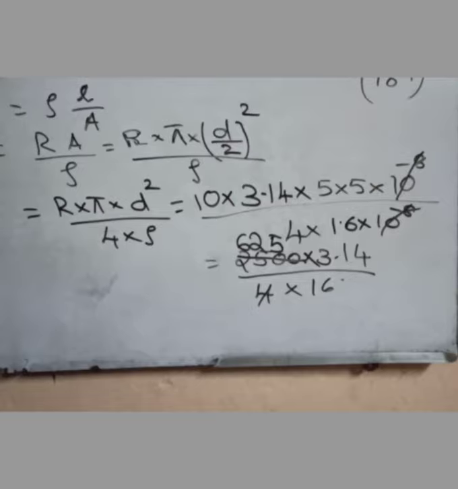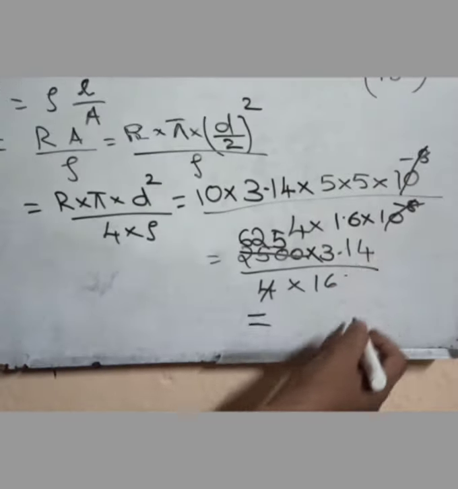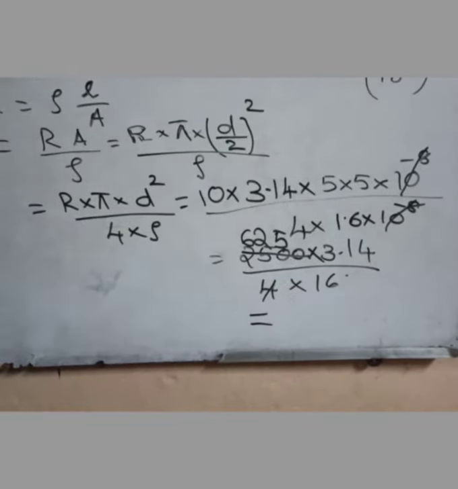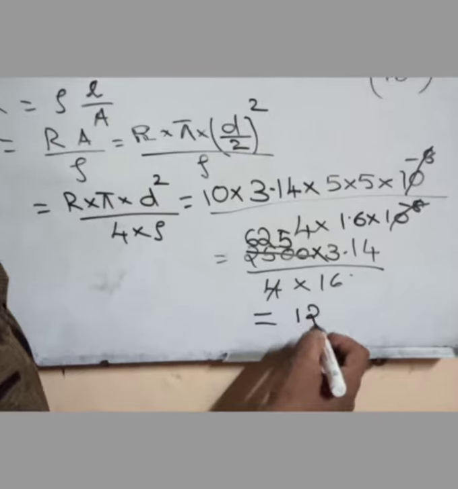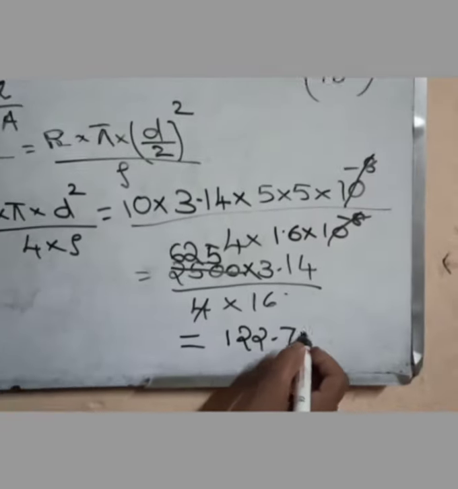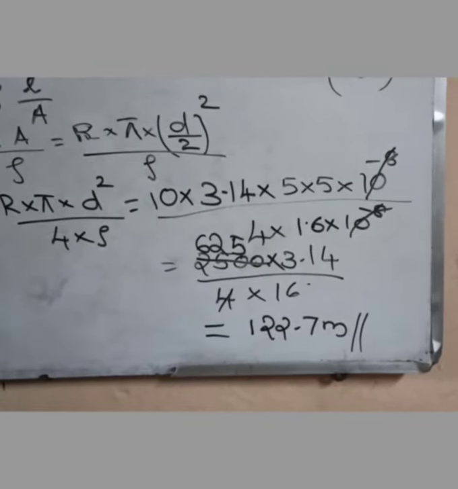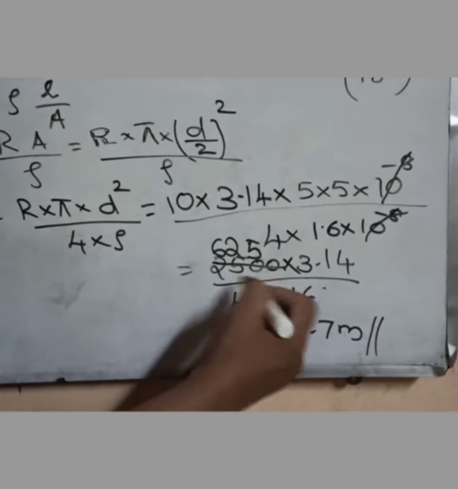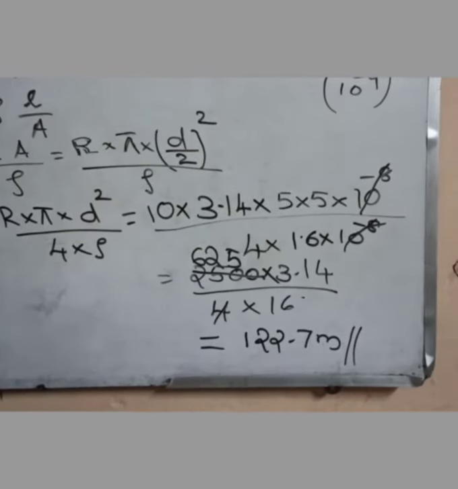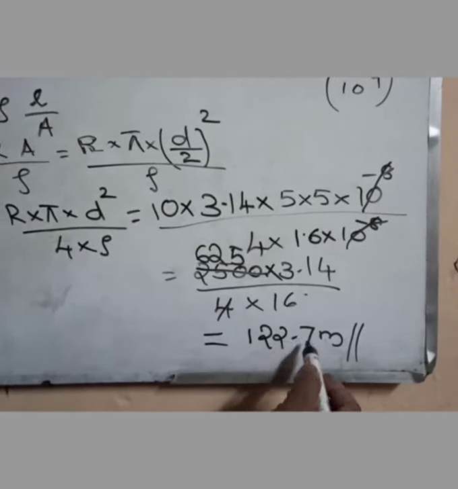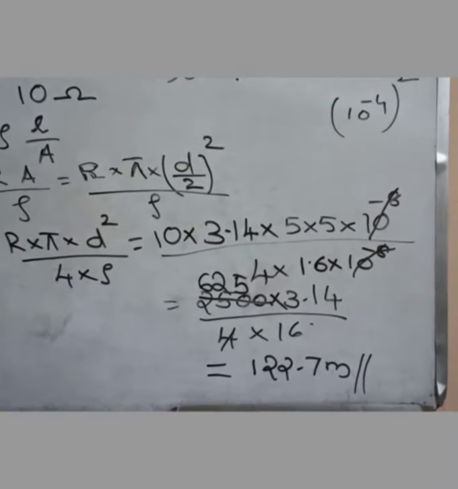If you are cross multiplying or dividing it, you will get the answer as 122.7 meter. You can easily calculate by cutting or multiplying and dividing with 16. You will get the answer as 122.7 meter. It is the length of the given copper wire.